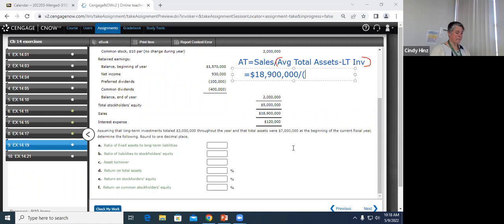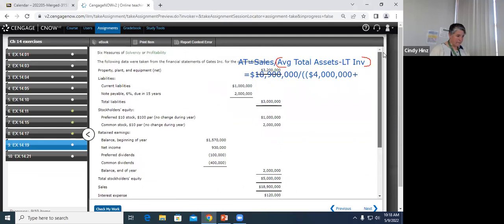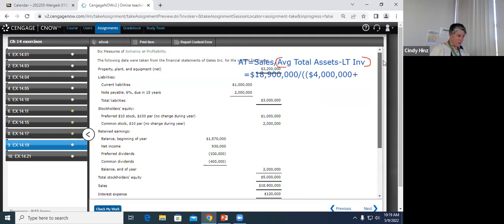So to average those together and take out the long-term investments of $3 million. At the beginning of the year, it was $7 million. Take out the $3 million in long-term investments, we're left with $4 million at the beginning of the year. Whoops, I'm going to have to scroll up here. So it doesn't give us the total assets from the end of the year. I'm going to have to calculate that.